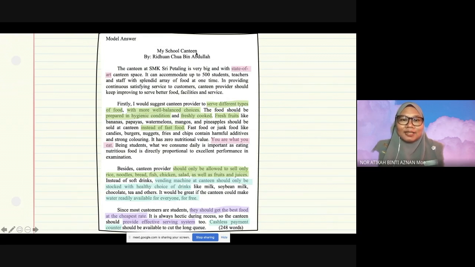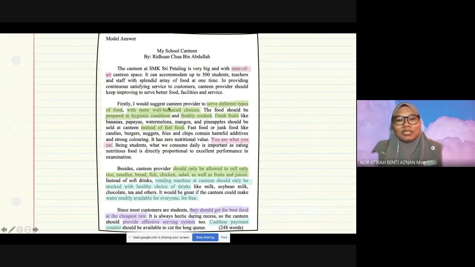My School Canteen by Ridwan Chua bin Abdullah. The canteen at SMK Sri Petaling is very big and with state-of-the-art canteen space. It can accommodate up to 500 students, teachers, and staff with a splendid array of food at one time. In providing continuous satisfying service to customers, canteen providers should keep improving to serve better food, facilities, and service.